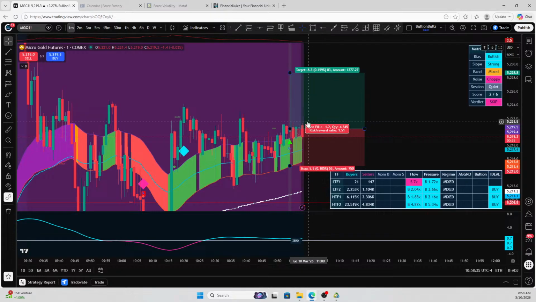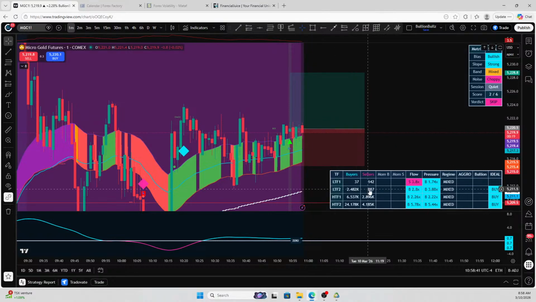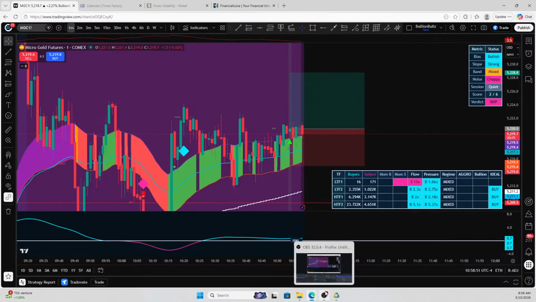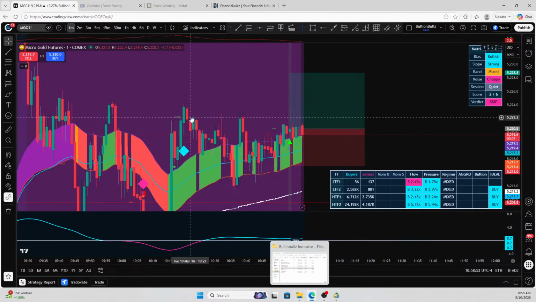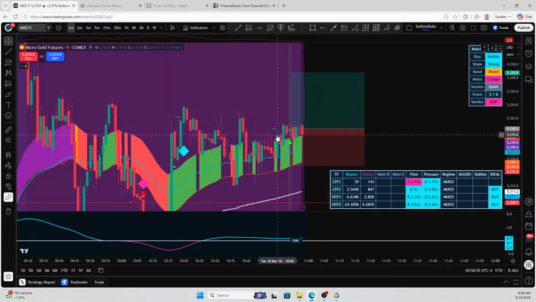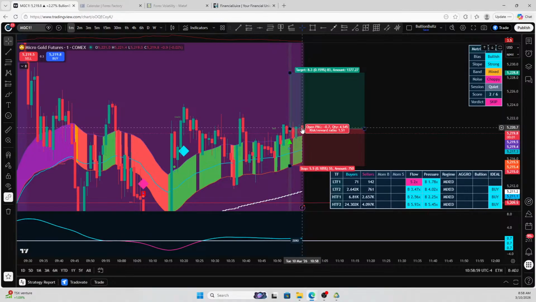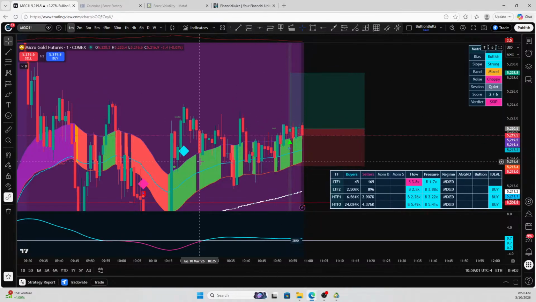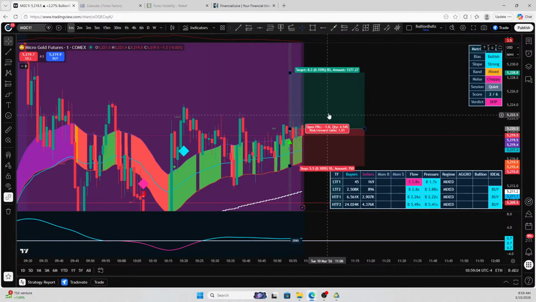But you see, it's still, unless we get a wick. Pressure is building up. But I don't like this change of character here, break of structure, and then A plus. And I don't like this alignment. Normally you want this to be change of character, break of structure, and then a signal.